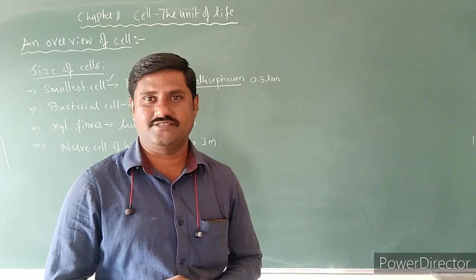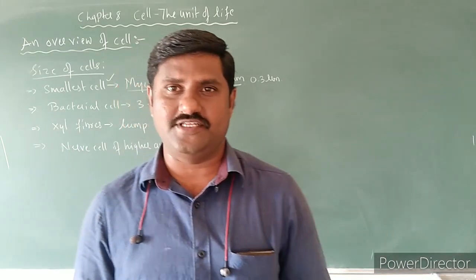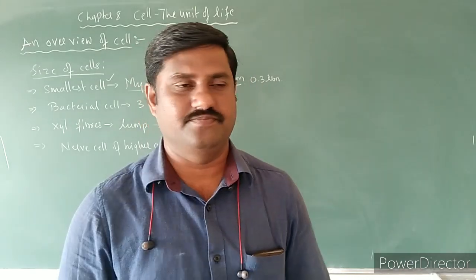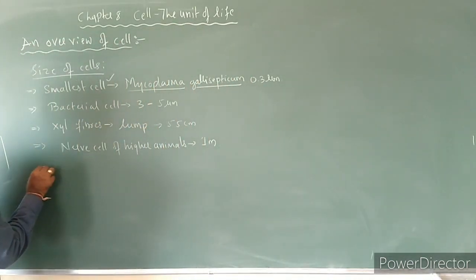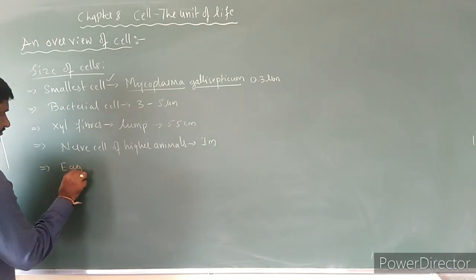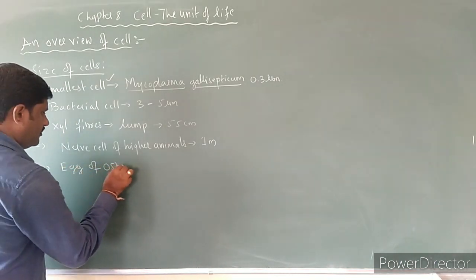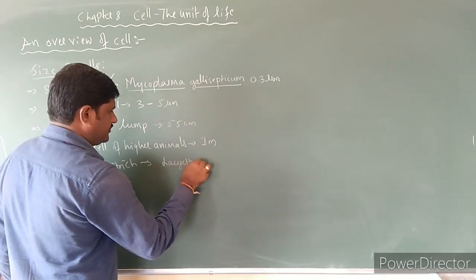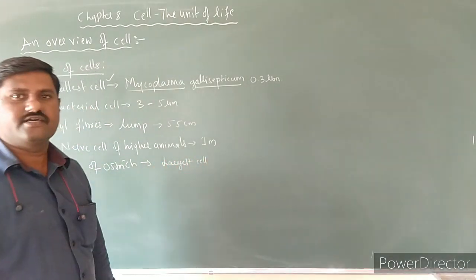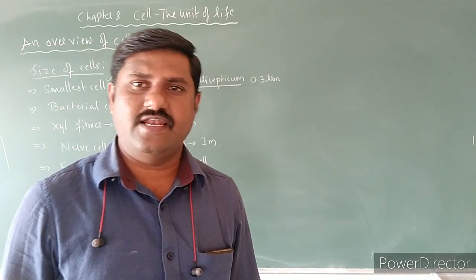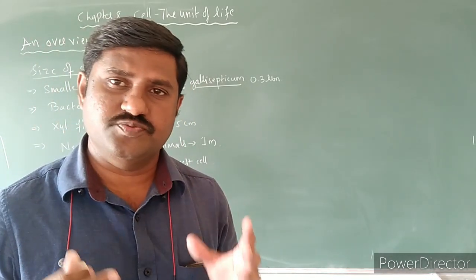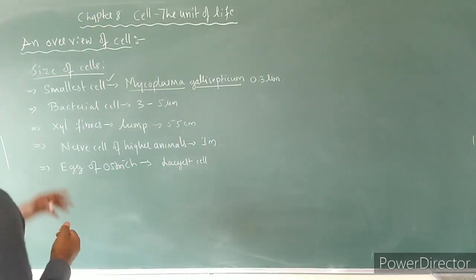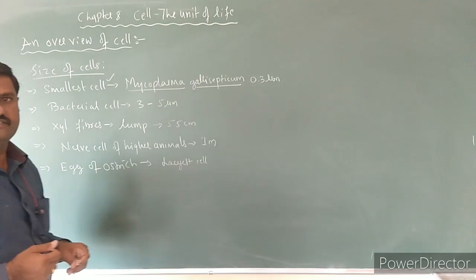So the question arises. The egg of the ostrich itself is a single cell which is a larger one, right? See here, egg of ostrich is the largest cell that we consider over here, right? So like this largest cell, smallest cell that we consider mammals, right? So this is about the size of the cell.